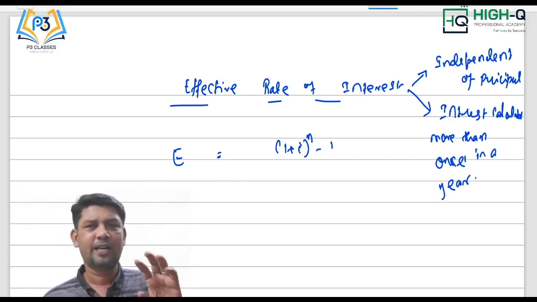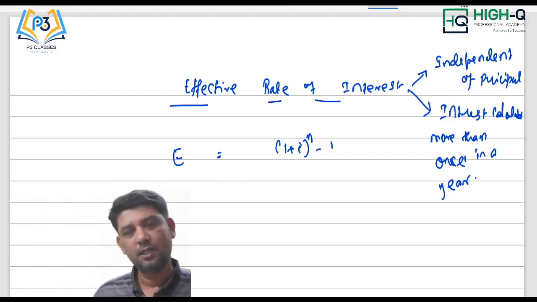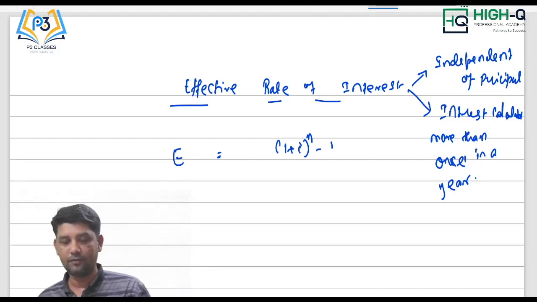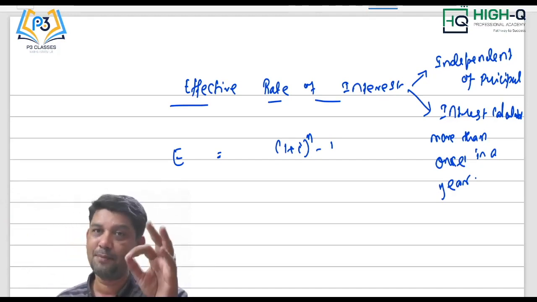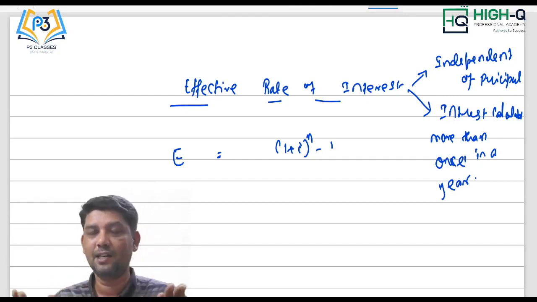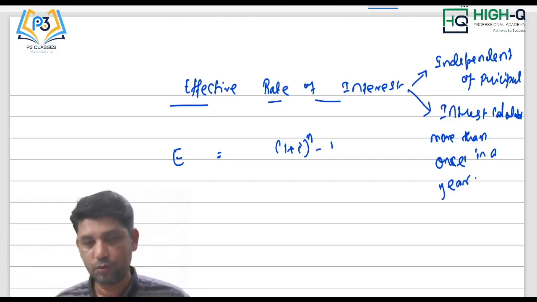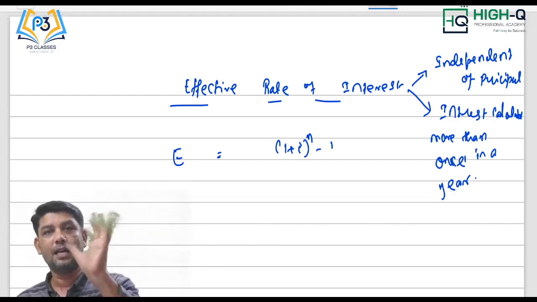Sir, can you please tell me what is my effective rate of interest? So I'll give the concept about effective rate of interest, but for the concept purpose only, I'm giving it in layman's language. I'm not going to use any technical terms. Of course, I don't know how to use technical terms. Okay, let me use layman's language.